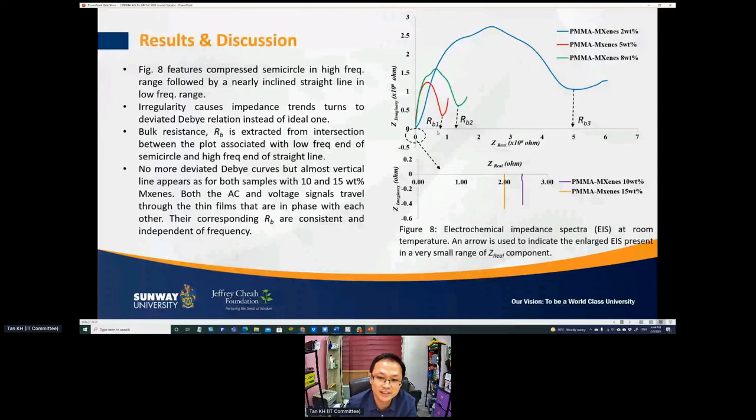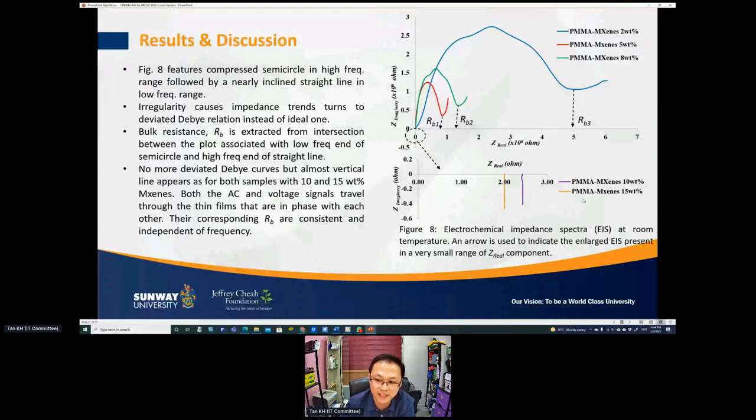But the idea for this analysis is that we want to get the bulk resistance for the thin film. So we expect it from here, which is represented by the RB. From a certain method, from the intersection between the plot that is associated with the low frequency end and the high frequency end of the straight line, I just show you the RB here. So that's how we get the bulk resistance.